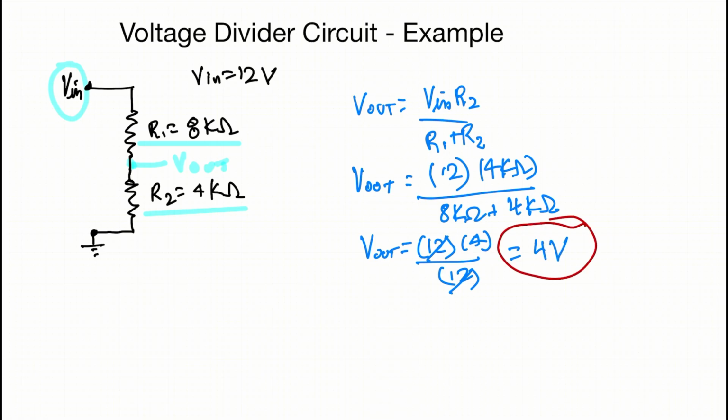So we're going to have 4 volts right here relative to the ground from this 12 volt input source. So that's a voltage divider, and the ratio is determined by the two resistors.